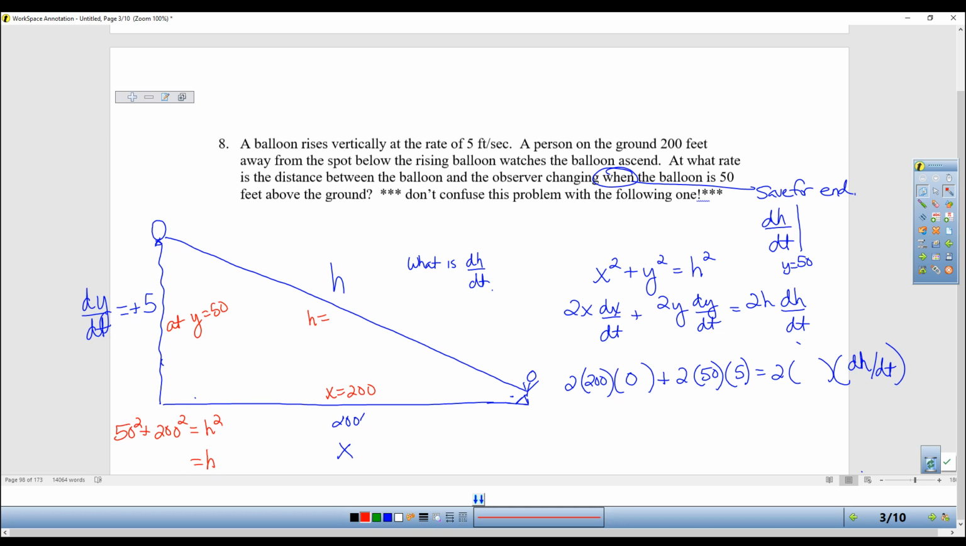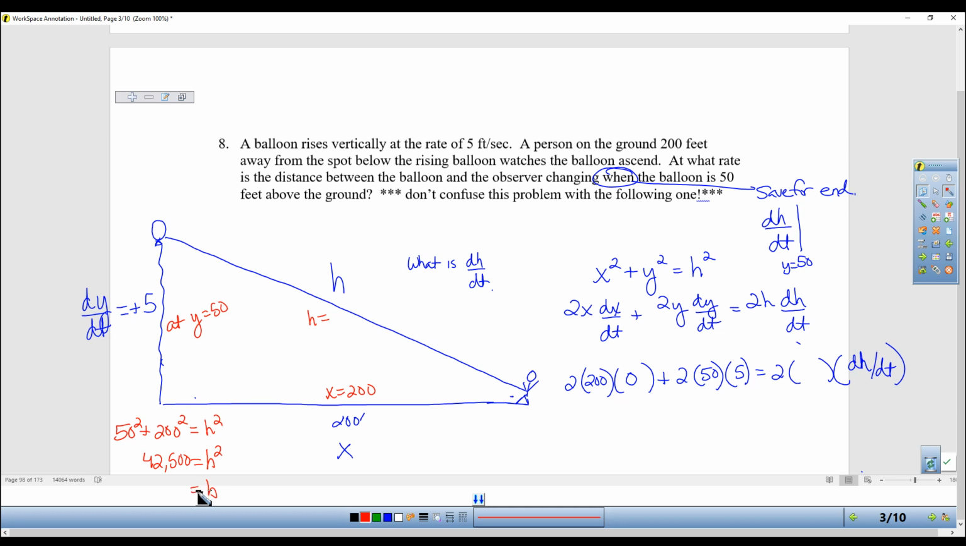So, I know you guys aren't doing it. You're just going to wait for me to do it, aren't you? That's okay. If I were a student, I'd be waiting for me to do it too. So h squared is equal to 42,500.